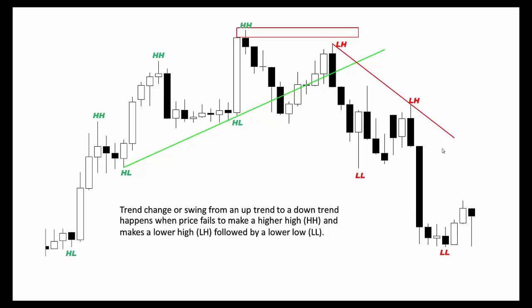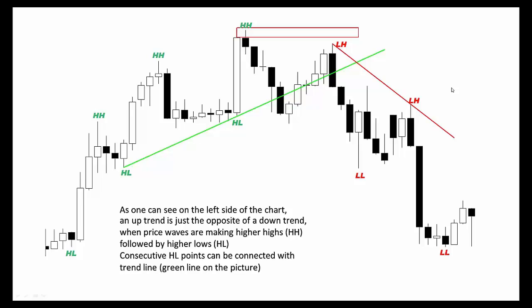Trend change or swing from an uptrend to downtrend happens when price fails to make a higher high and makes a lower high, followed by a lower low. As you can see on the left side of the chart, an uptrend is just the opposite of a downtrend, when price waves are making higher highs followed by higher lows. Consecutive higher low points can be connected with a trend line, which is the green line on the picture.